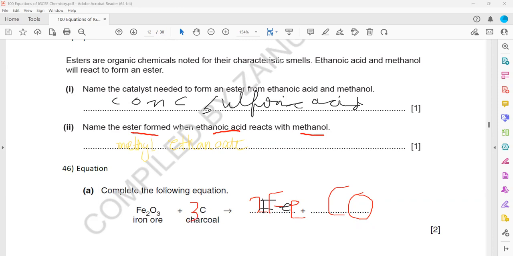Because this is from a past paper from before 2010, they don't usually provide space for writing the coefficient. So you can complete it with carbon monoxide or carbon dioxide. Usually carbon dioxide is a stable product, so try to complete it with carbon dioxide. So iron plus carbon dioxide. Then balance the equation. So put 3, and the equation will be balanced.